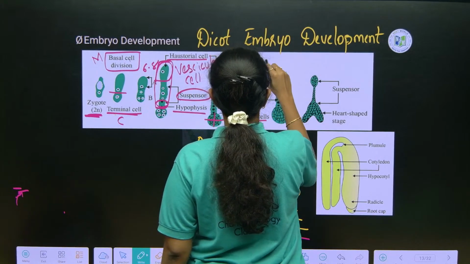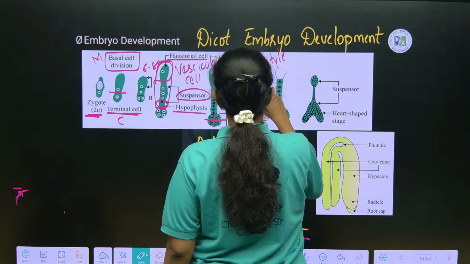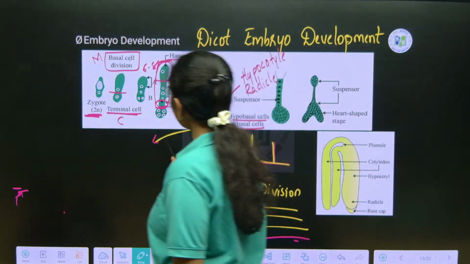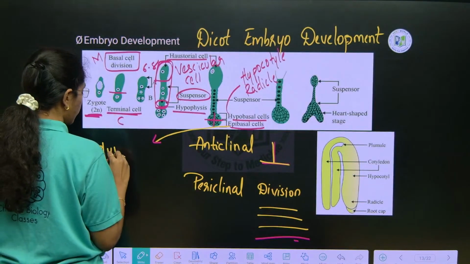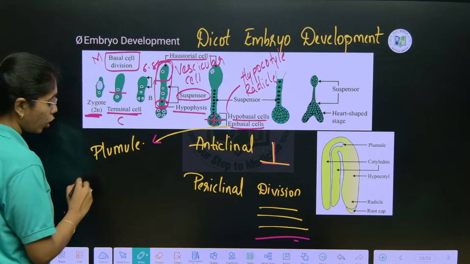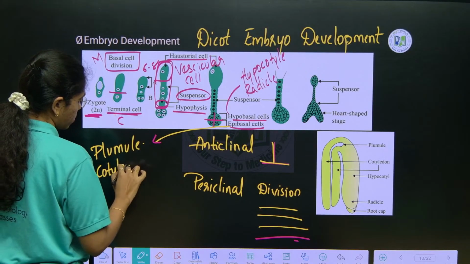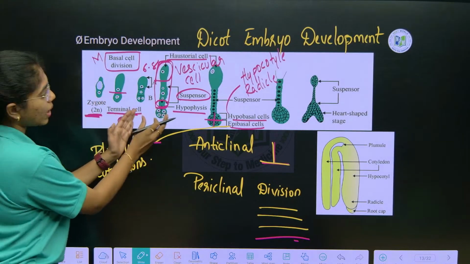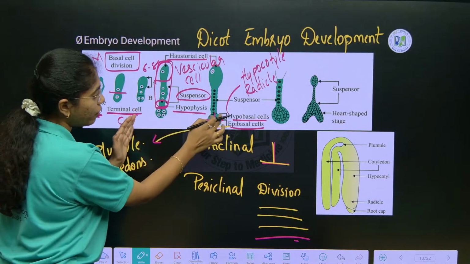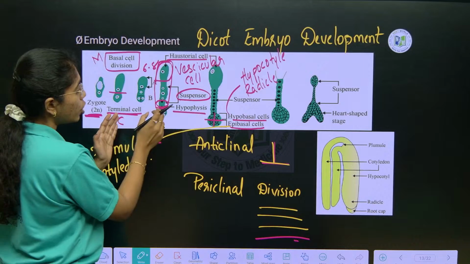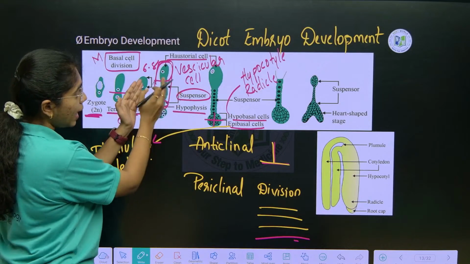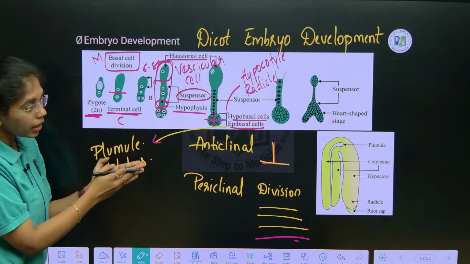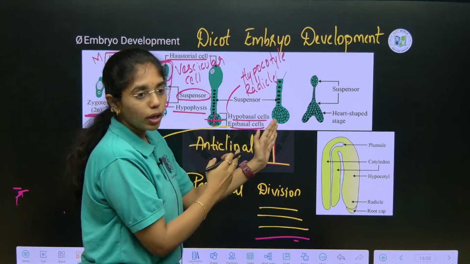Hypocotyl, radicle. They will come from what? Hypobasal cells. From epibasal cells, what will come? Plumule and cotyledons. So, first this is known as proembryo. In a proembryo, you will have epibasal and hypobasal cells, you will have a hypophysis, suspensor cell. The apical cell of the suspensor cell is known as haustorial cell or vesicular cell. Clear, right? This proembryo will develop into a globular embryo.